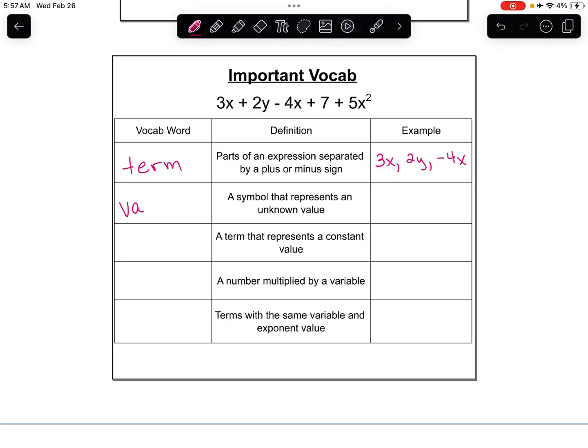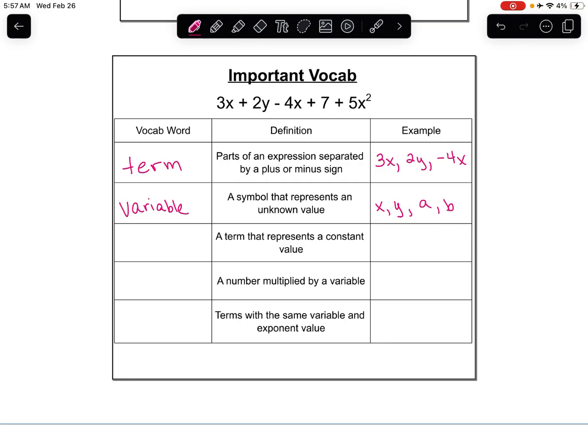Okay, our next term is a symbol that represents an unknown value. And that's going to be a variable. So in the above example, we have x and we have y, but any letter could be a variable. So it could be x, it could be y, it could be a, it could be b, it could be c, etc. Any letter in the alphabet could be a variable. X and y are probably the most commonly used.